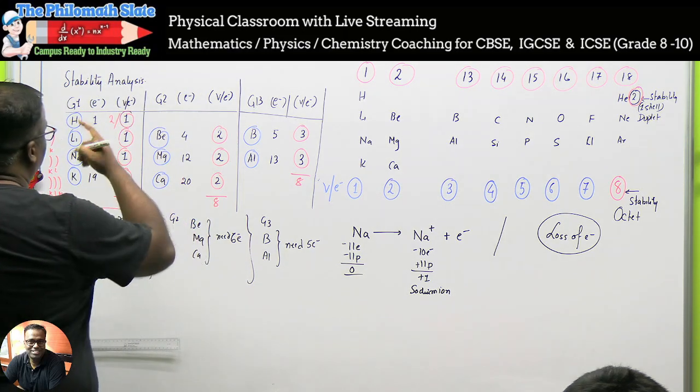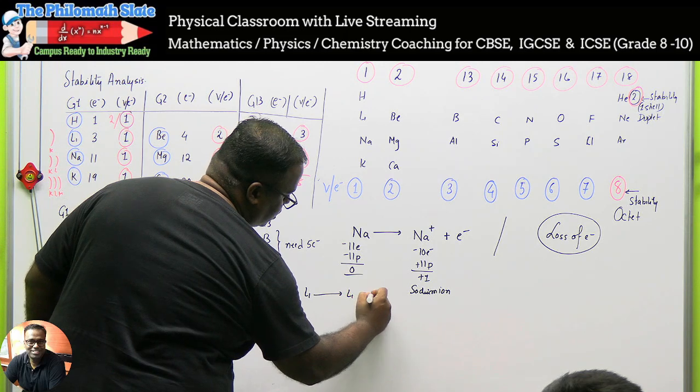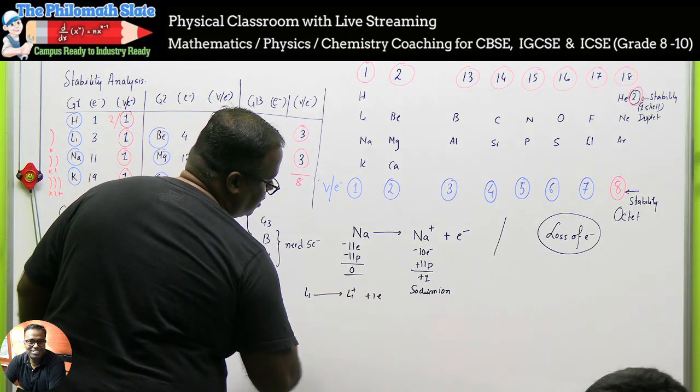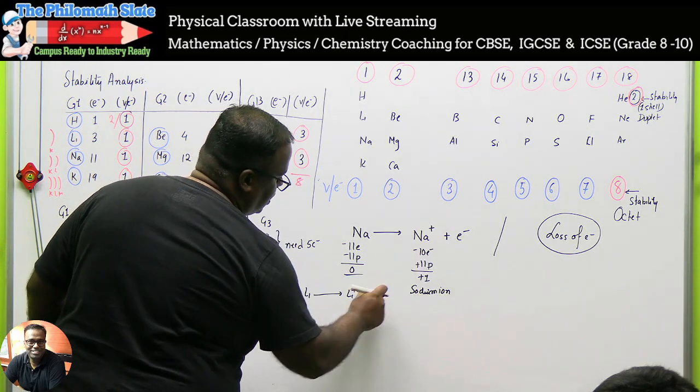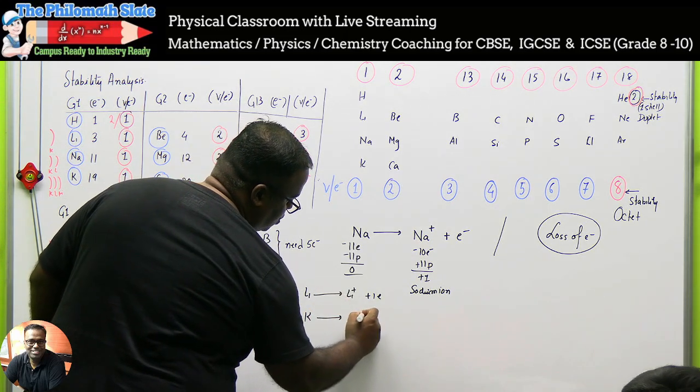Then we can see the story of lithium also. See what lithium will become. Lithium will lose 1 electron and become Li plus, right? Plus 1, so we write plus only. So lithium, sodium, and potassium. Potassium also loses 1 electron and becomes K plus.